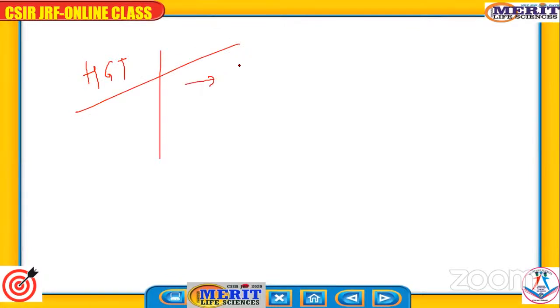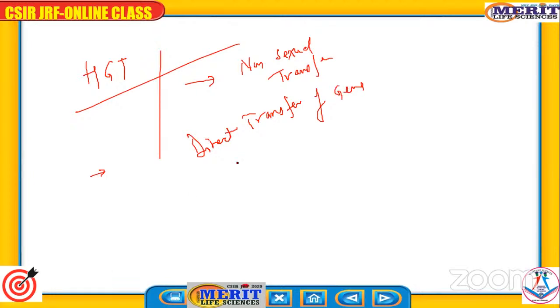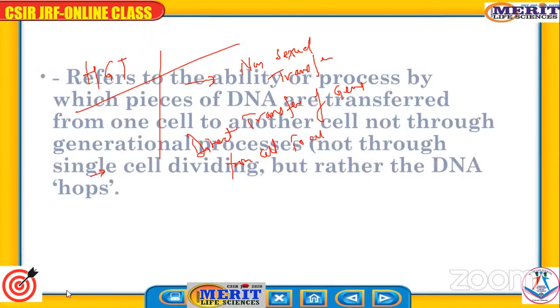Exactly, if you're talking about horizontal gene transfer, this is the non-sexual transfer of genes, where you can say there is direct transfer of genes from cell to cell, right? So that is the main mechanism of horizontal gene transfer, and later on, by various experiments of Griffith and others, it was reported that there are various mechanisms of gene transfer.